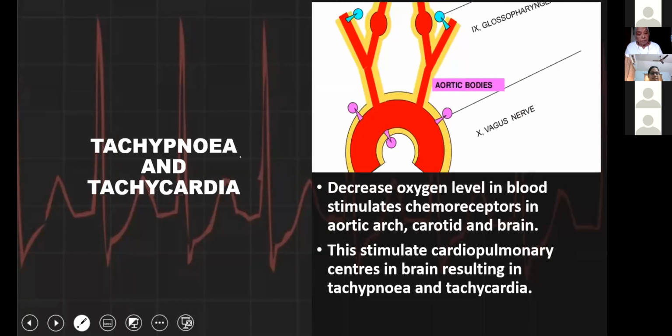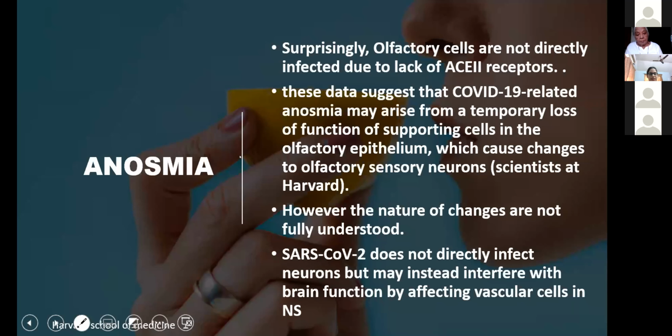The next one is tachypnea and tachycardia. The decreased oxygen level in the blood stimulates the chemoreceptors of the aortic arch, carotid, and the brain, which stimulate the cardiopulmonary center in the brain, resulting in tachypnea and tachycardia. The next one is anosmia. This is one of the most debated topics.